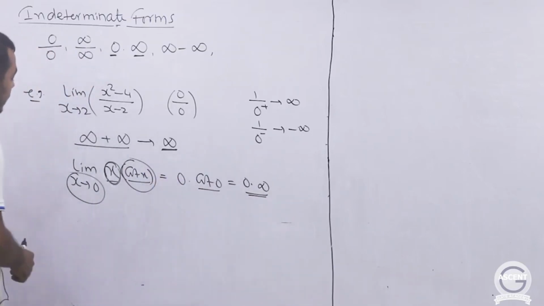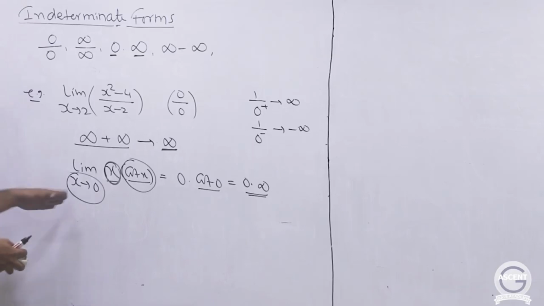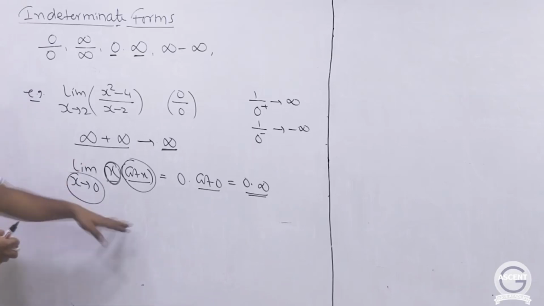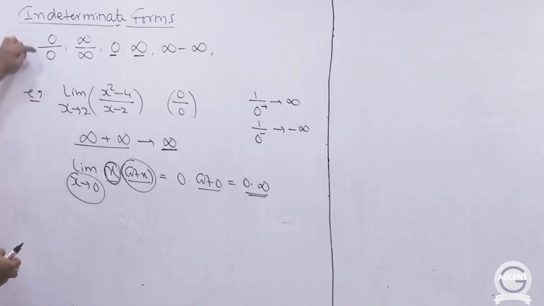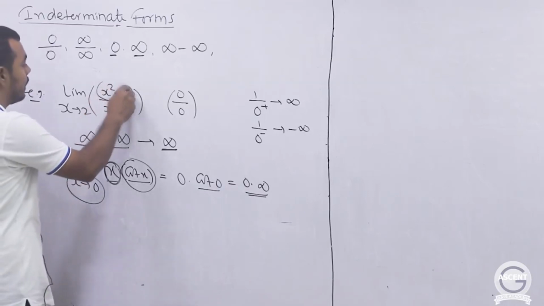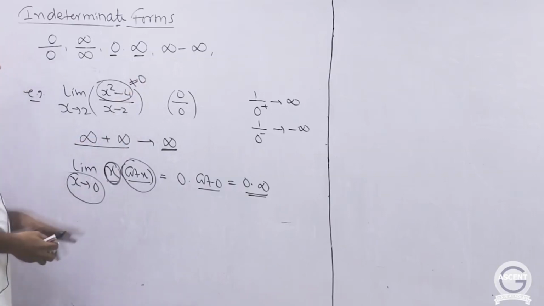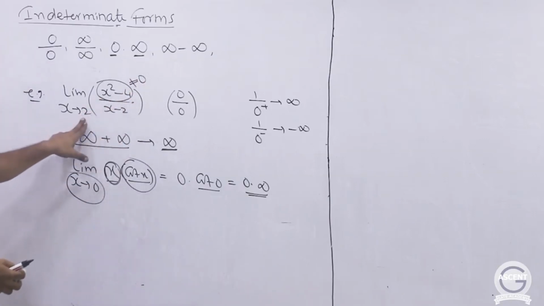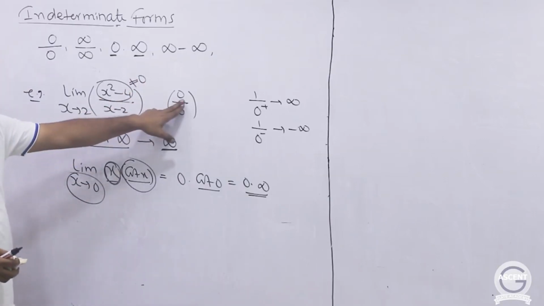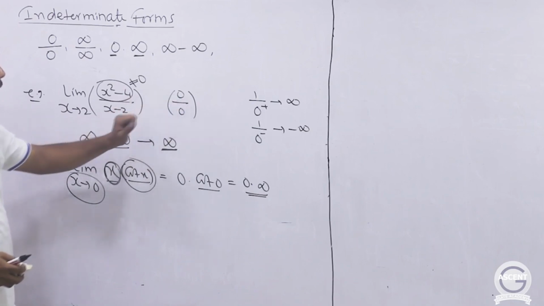Okay, if you have exact 0, then exact 0 multiplied by any number is always 0. Okay, so all these indeterminate forms mean the numerator is approaching 0 and the denominator is approaching 0. You can see that this x square minus 4 is not equal to 0. x square minus 4 when x is approaching 2 is approaching 0. These two things are completely different.